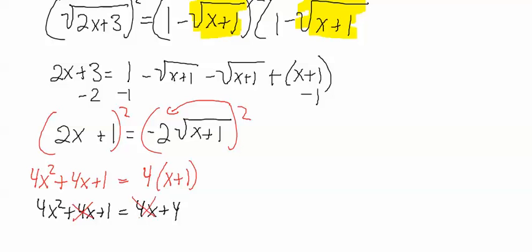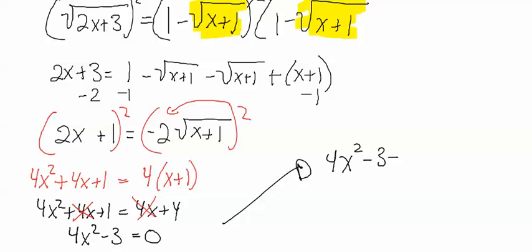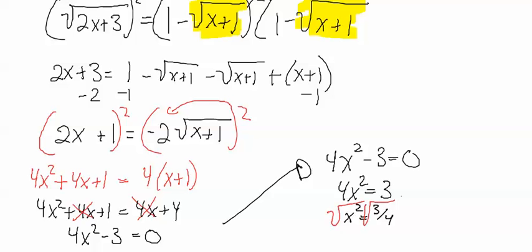Our 4x's cancel out. And I get 4x squared equals 3. And I can just solve this by isolating the x. Divide by 4. Take the square root of my x squared. And because I'm taking the square root of a square, it's going to be plus or minus square root of 3 over 2 as my final answer.